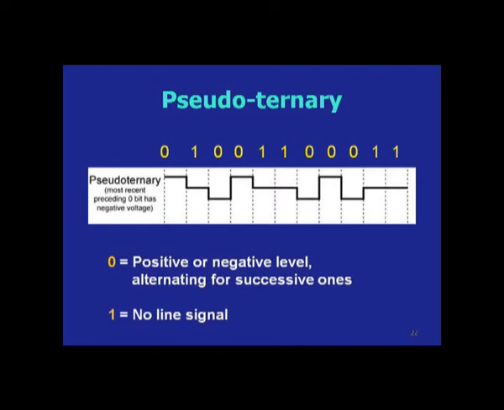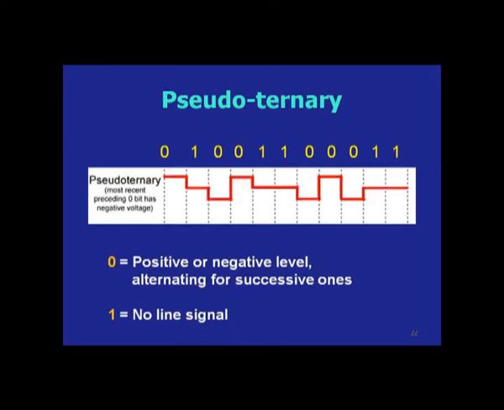So let's look at this particular sequence: 0, 1, 0, 0, 1, 1, 0, 0, 0, 1, 1. So a 0, assuming that my preceding 0 had a negative voltage, will start with a positive voltage here. Then I have a 1, so it is represented as a no line signal, 0 voltage. Next 0 is represented as a negative level signal. Next 0 is represented as a positive level signal. Then I have 2 1s which are represented as 0 level signals. Again I have a 0, so a negative level signal. Another 0, positive level. Another 0, negative level. 1 and 1, again 0 level signals.